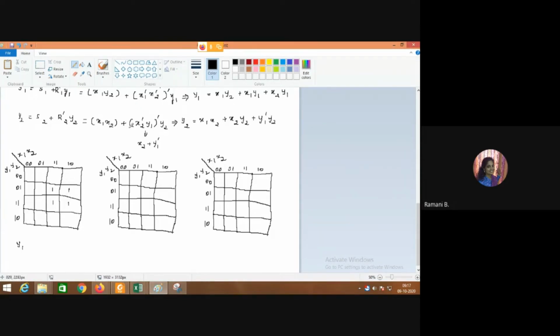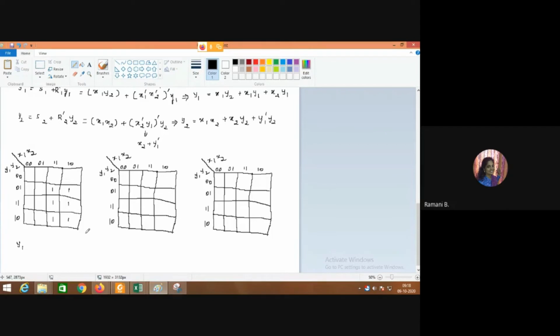Next we have x1, y1. So again the columns are same. For y1 equal to 1, it is the last two rows. So these two in addition. So this particular quad will give me x1, y1.